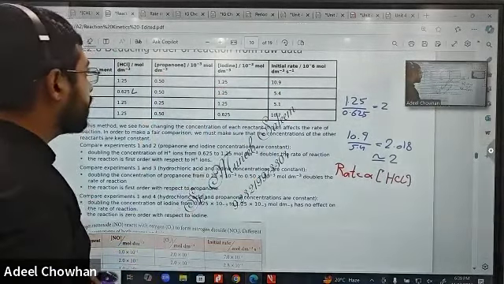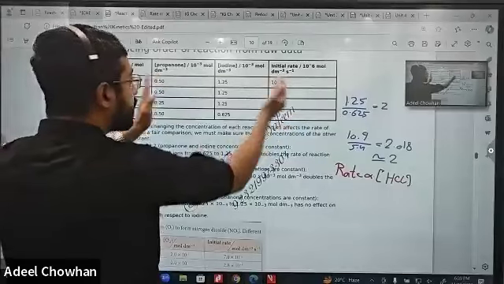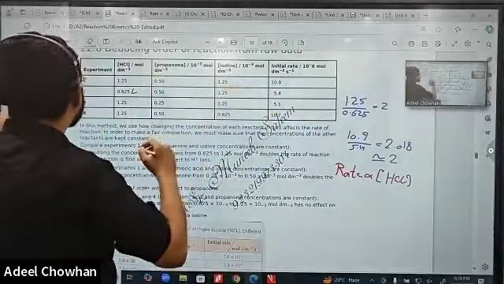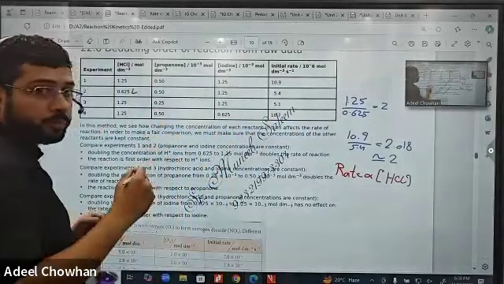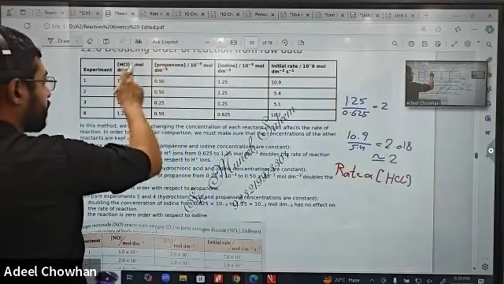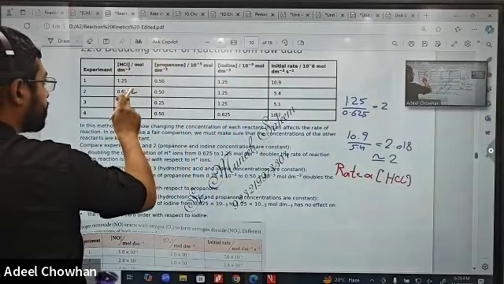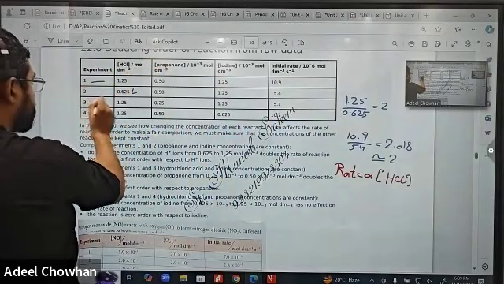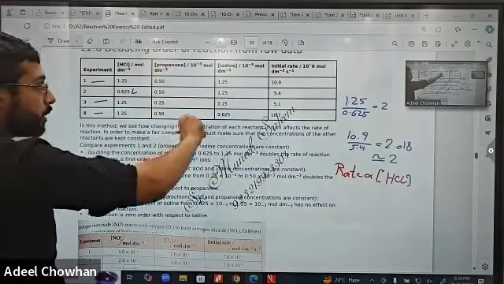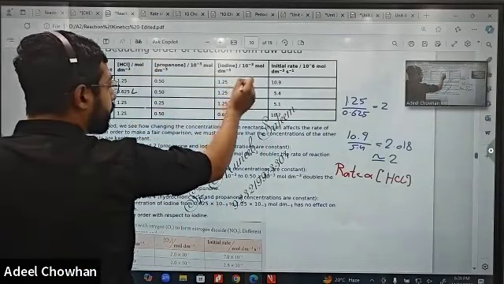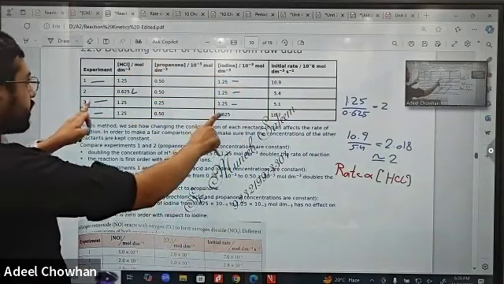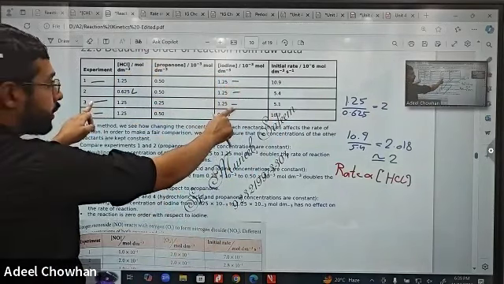Okay, let's take iodine, which means you have to keep these two as constants. So if you're checking the propanone, then for HCl to be constant, we have experiments 1, 3, 4, which show constant values, and from iodine we have all of these as constant values. So which two are matching? 1 and 4. These two are matching.